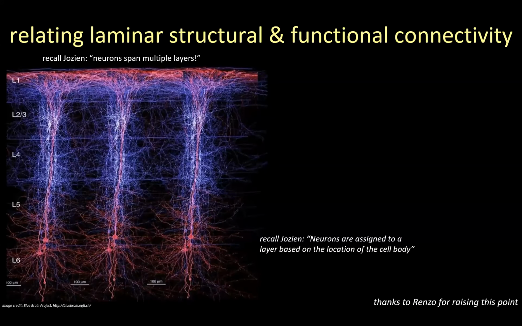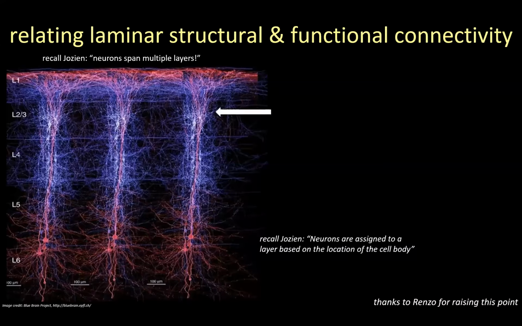Now, there are some subtleties in relating laminar structural and functional connectivity. Recall, Josine just told us how neurons span multiple cortical layers. This is a famous picture from Henry Markram's lab, showing a bunch of neurons that are defined as being part of layer 6. They have dendritic arborizations that span all cortical layers. And again, as Josine said, neurons are assigned a layer based on the location of the cell body.